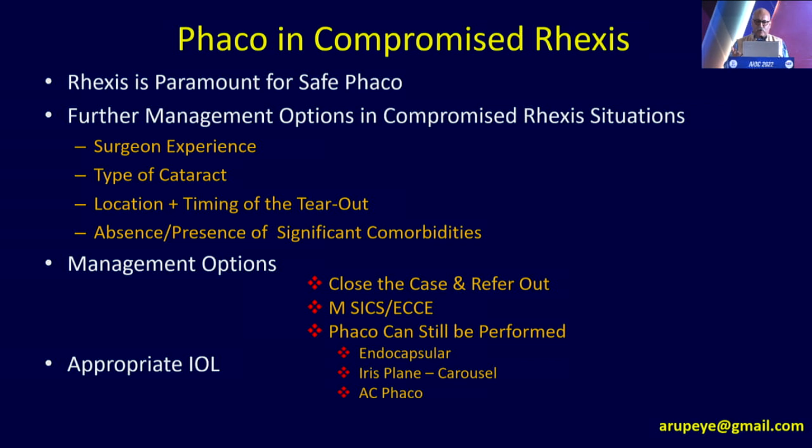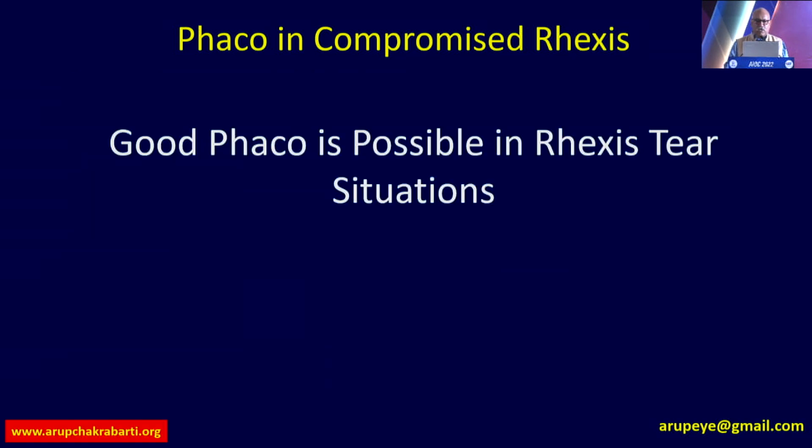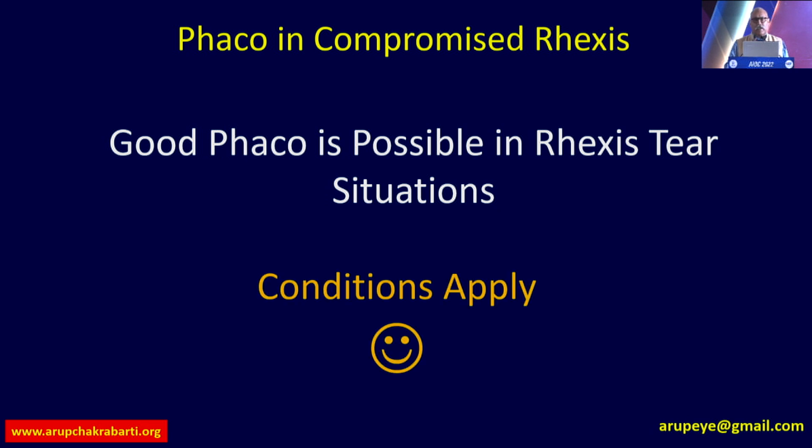So if you're performing phacoemulsification, try to do it endocapsularly. If it doesn't work out, go to the iris plane with adequate corneal protection and use an appropriate intraocular lens. So friends, a good phaco is still possible in rhexis-tested situations, and conditions apply, which I have already discussed. Thank you so much for your kind attention.